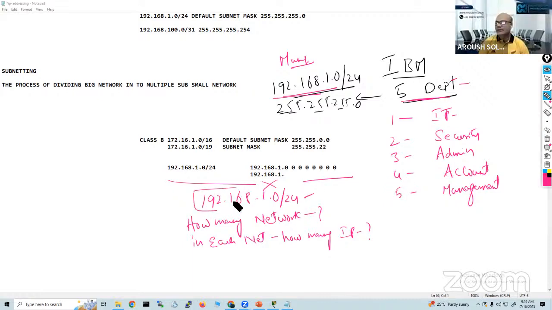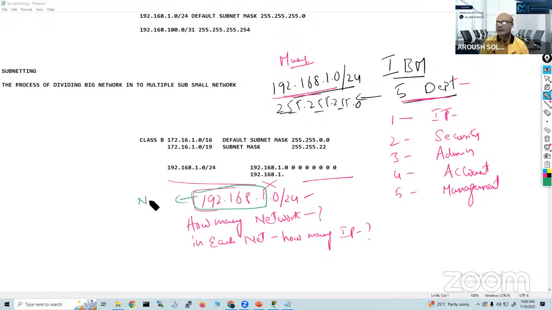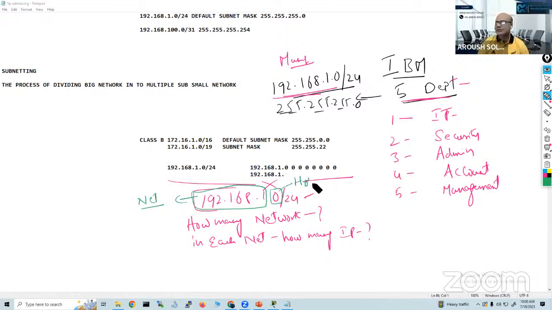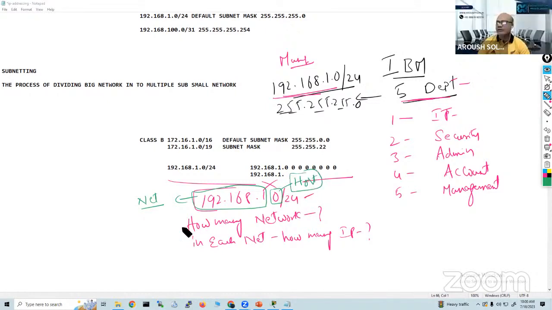As you understood, the first three octets belong to the network, and this last octet belongs to the host. We should calculate only for the host. I want to see how many networks and how many IP addresses in each network. As it is a Class C IP address, the last octet belongs to the host, so we calculate only for the host. Remember that.